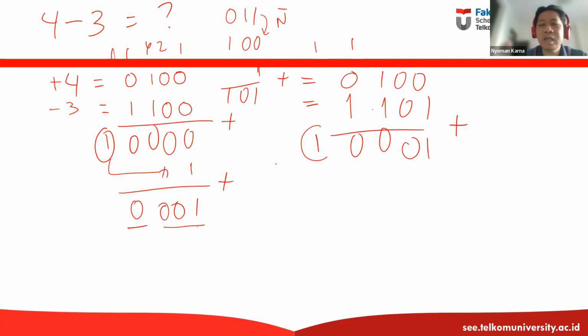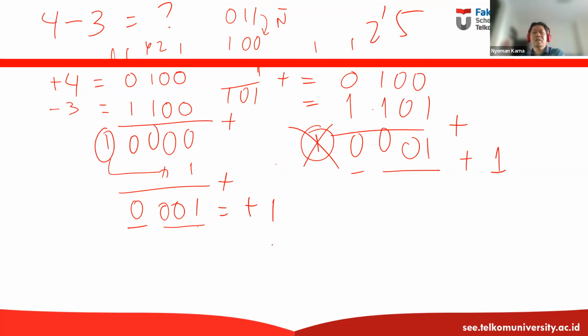Now, because there is a carry from the last addition of the sign bit, however, this one is 2's complement, not 1's complement. In 2's complement, if there is a carry out, then we don't need to take care of this one. So this is already the result, positive 1, because 4 minus 3 is positive 1. That's in 1's complement and 2's complement.